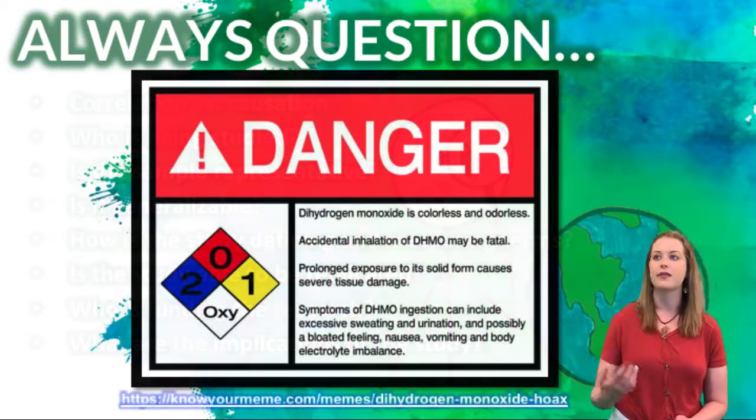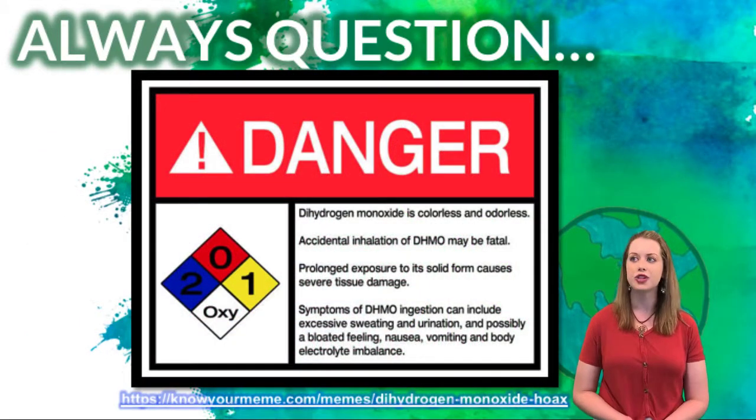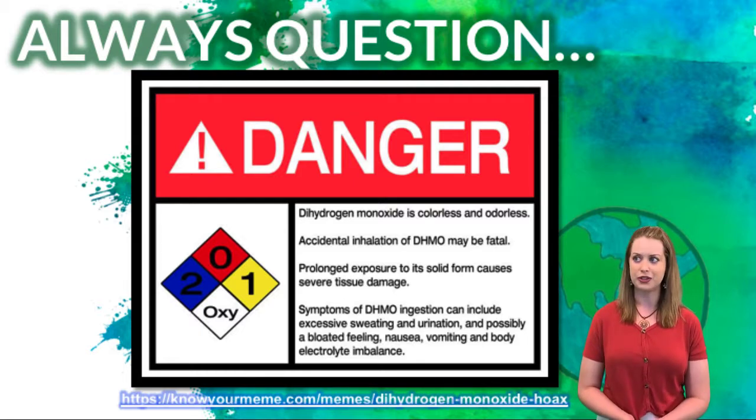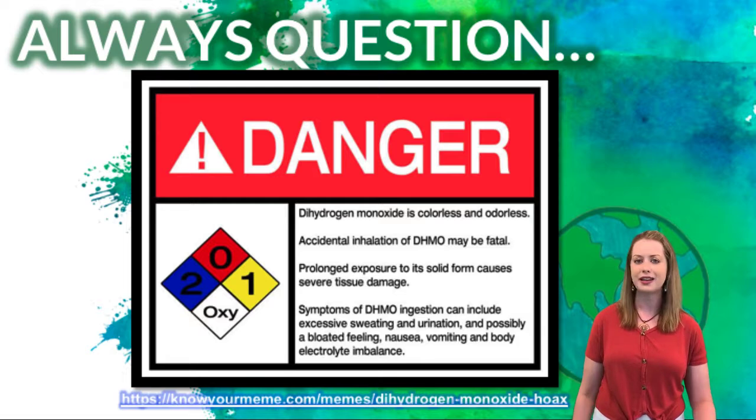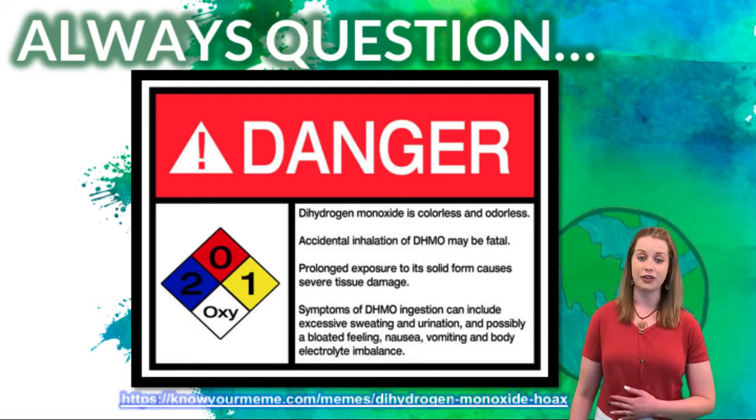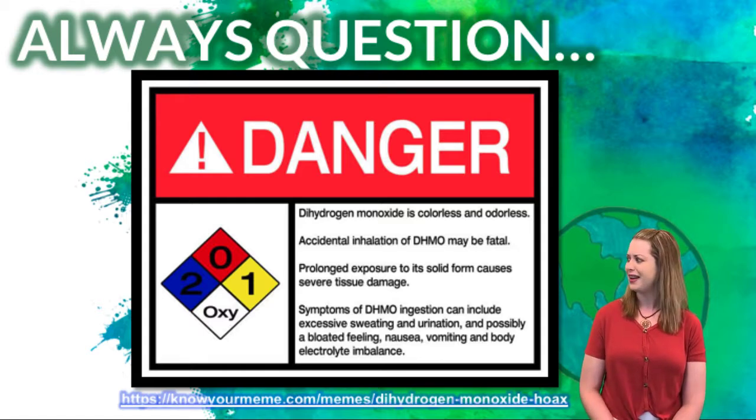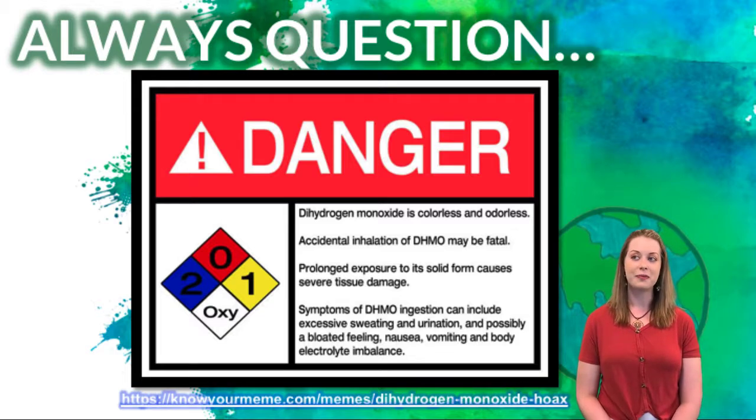So I really love this graphic here. Danger! Dihydrogen monoxide is colorless and odorless. Accidental inhalation of DHMO may be fatal. Prolonged exposure to it in its solid form causes severe tissue damage. And symptoms of DHMO ingestion can cause excessive sweating and urination, and possibly a bloating feeling, nausea, vomiting, and body electrolyte imbalance. Ooh, scary, right? Oh my gosh, where do we find this dangerous substance? Well, it's water. So dihydrogen monoxide is actually water.